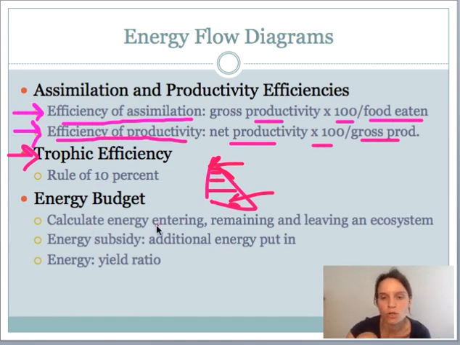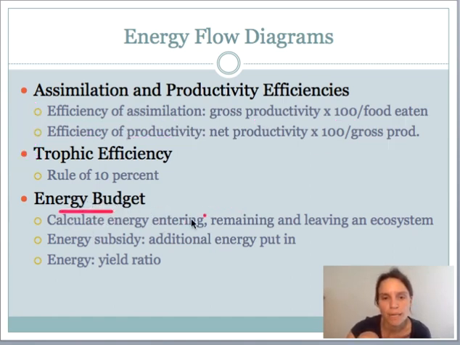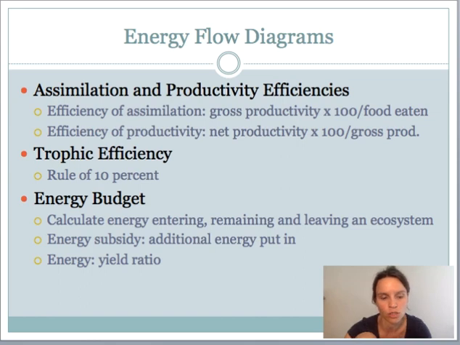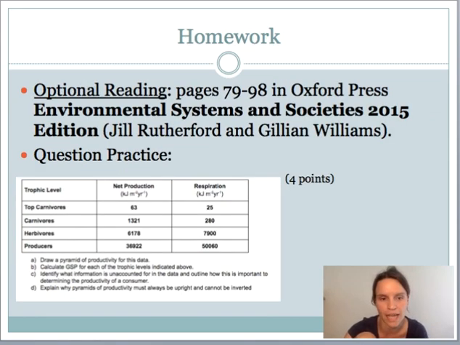In modern agriculture, we look a lot at what is called an energy budget, where we calculate the energy entering a system, the energy remaining in a system, and the energy leaving a system. We look at that because we provide what is called energy subsidies through the use of technology or genetically modified organisms to increase our energy to yield ratio so that we can make more food. And there are some good numerical calculations that you can do around productivity, and that is what you're going to do in your homework. So let's take a look at your homework slide.